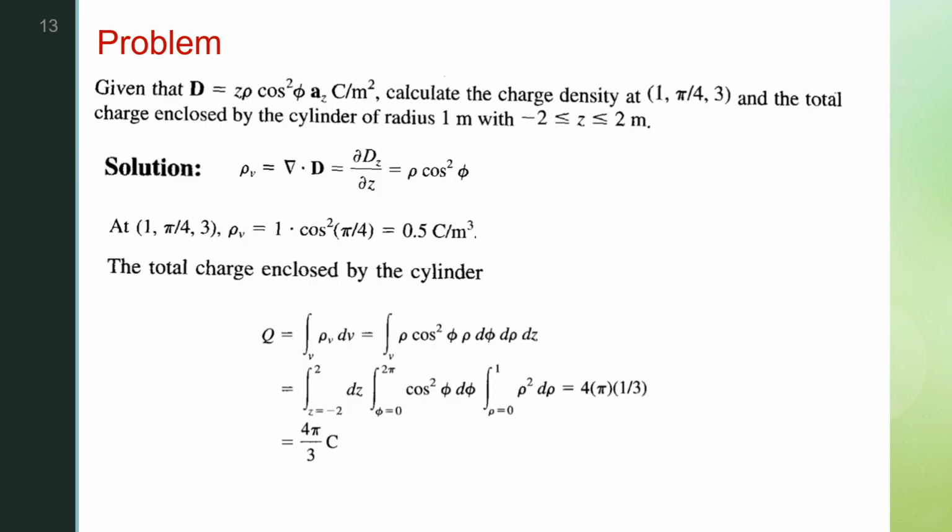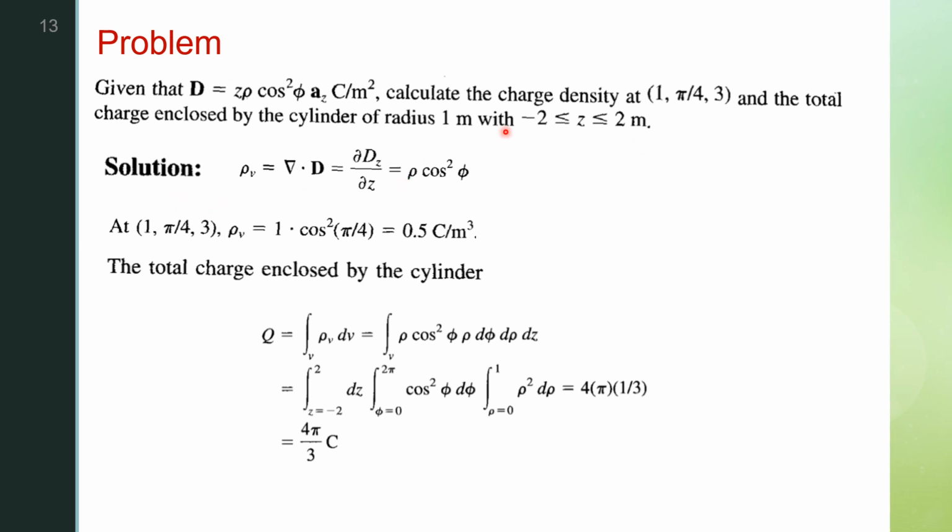Let's work out one problem now. Given that the electric flux density D is equal to z rho cos square phi az coulomb per meter square. Calculate the charge density at (1, pi by 3, 3). This is the point. And the total charge enclosed by the cylinder of radius 1 meter with -2 less than or equal to z less than or equal to 2 meters. So we are asked to find the charge enclosed by the cylinder. So let's start.